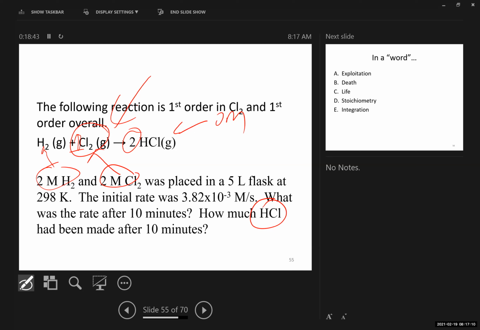I can start with whatever I want. What I end up with is going to depend on what I start with. The only thing the reaction really tells me is every time one hydrogen reacts, and therefore no longer is hydrogen, one chlorine reacts and is also no longer chlorine, and two HCl's are made. And those actually exist.